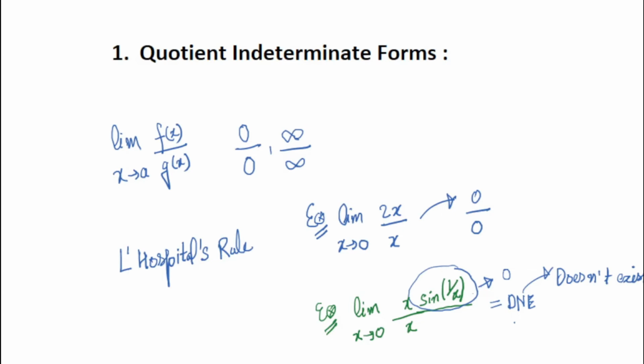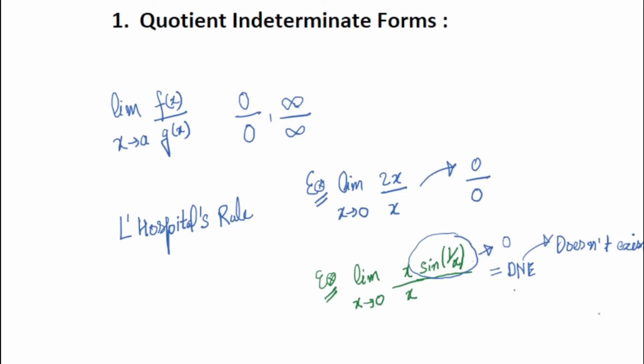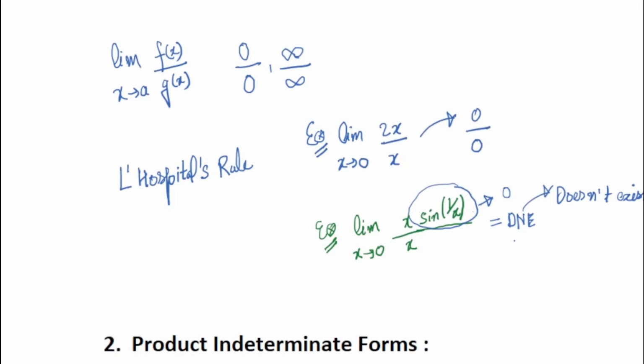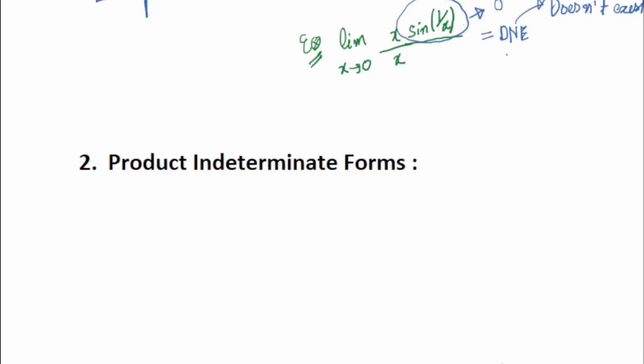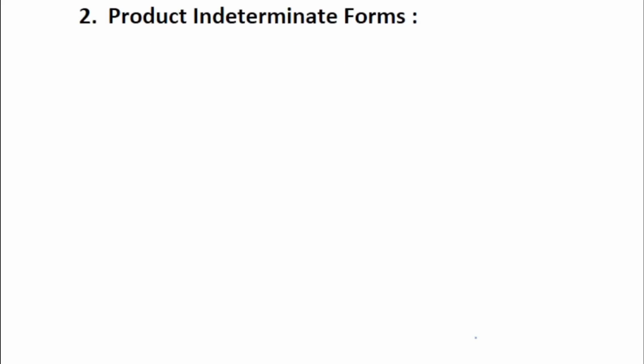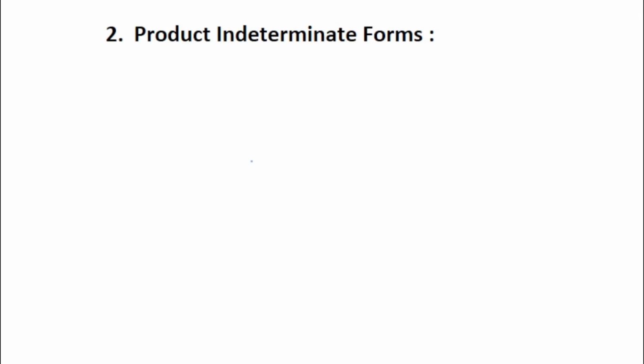And let me solve another. Okay, let's see. We will solve a bunch of questions for the quotient indeterminate form. So I'm going to go for the second form, that is the product indeterminate form. How can we recognize the product indeterminate form? If it is of the type 0 times infinity, we can say that this is the product indeterminate form.